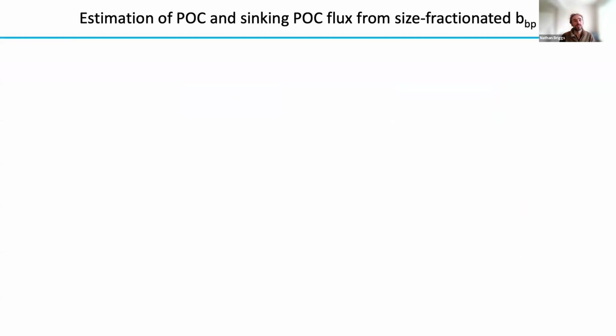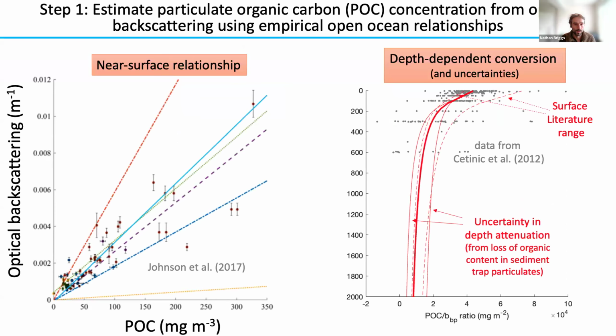So that was size. One reason we're interested in these big particles is how much carbon they're bringing with them to the deep ocean. So how can we estimate POC fluxes from this size fraction in backscattering? There's a couple steps involved. The first is to convert optical backscattering into units of carbon. So for this, we use empirical relationships.